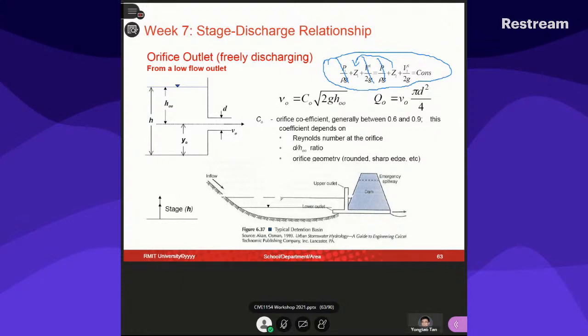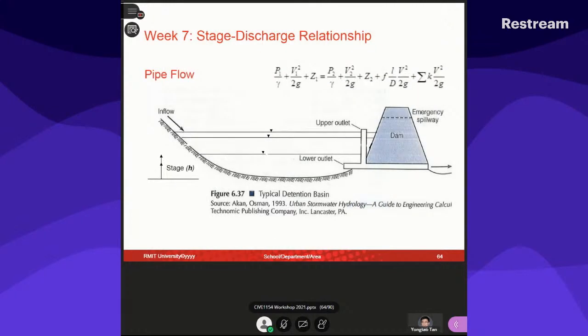Any questions? Now next is the pipe flow. For the pipe flow, the outlet of the pipe is submerged, so the normal depth of the water in the culvert of the pipe is greater than the diameter of the pipe.